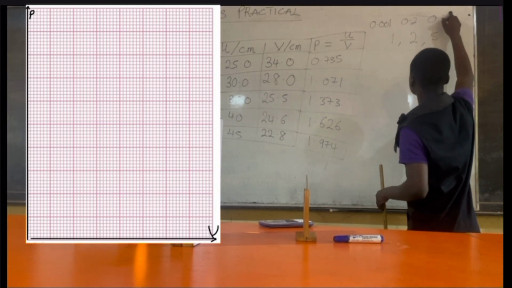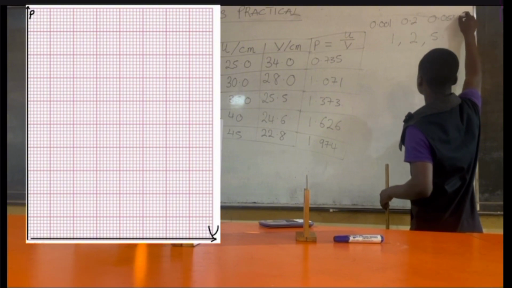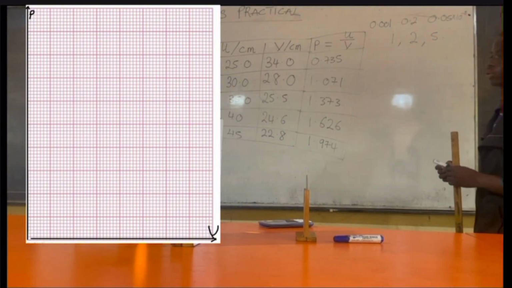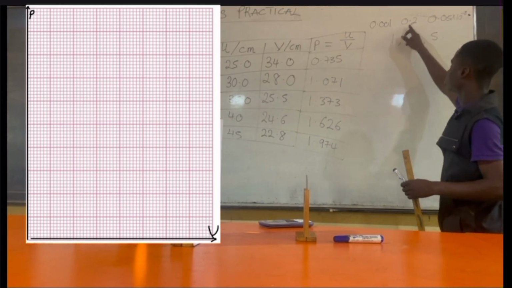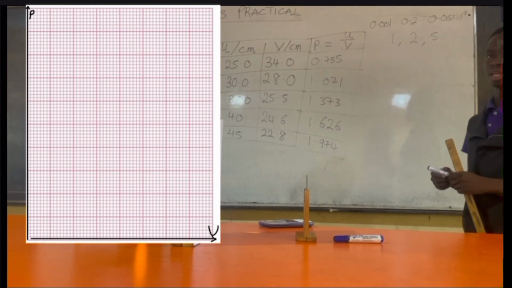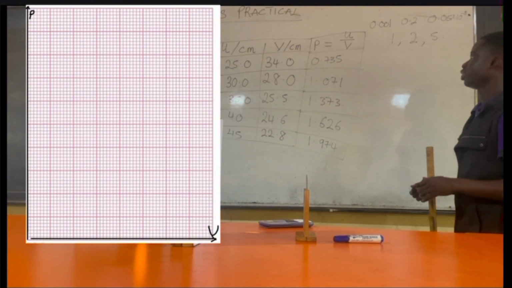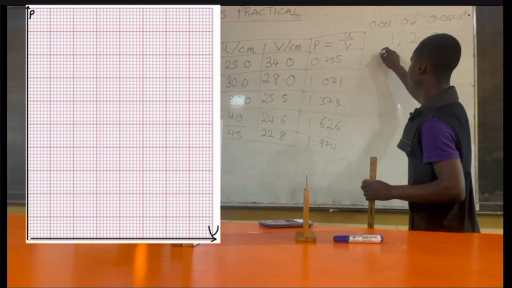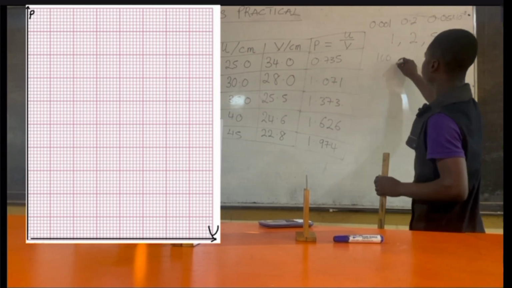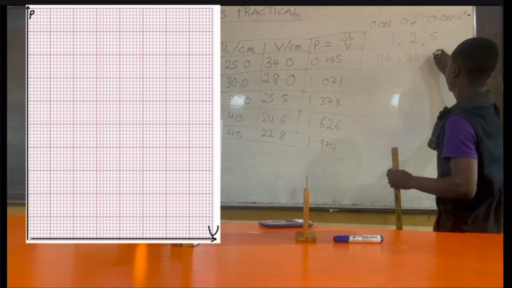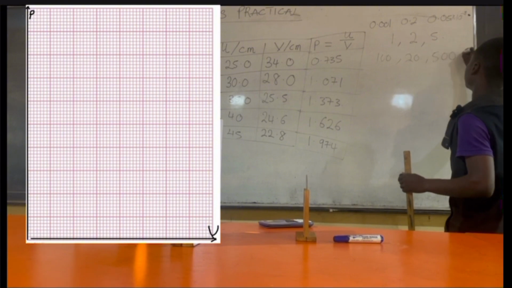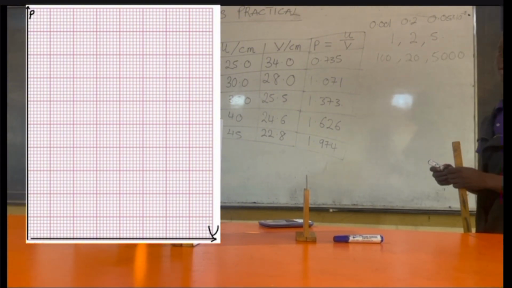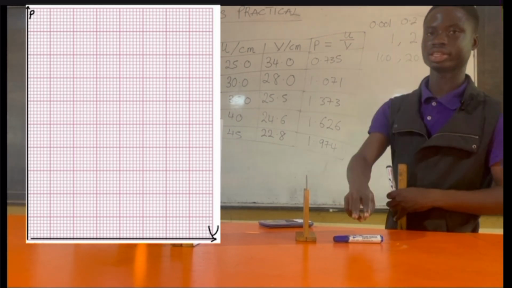You can have 0.05 times 10 raised to the power negative 8 is a reasonable scale, supposing you have 1, 2, and 5 in it. And you can also have it in tens and hundreds, such as you can have 100, you can have 20, you can have 5,000. Supposing you have 1, 2, and 5 in it, it's a reasonable scale.